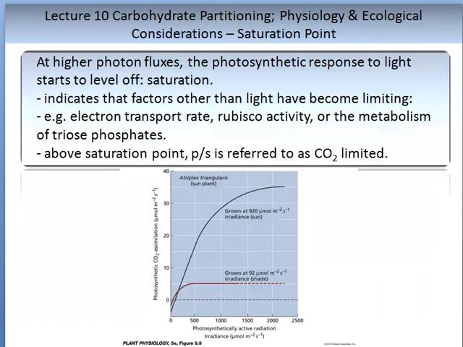In situations where higher photofluxes occur, the photosynthetic response to light starts to level off. At the point where it starts to level off, we call this the saturation point. This actually indicates that light is no longer limiting and that something else has become limiting in the photosynthetic process. Examples of other components that can become limiting are the electron transport rate, the Rubisco activity, or the metabolism of triose phosphates. Above saturation point, photosynthesis is referred to as carbon dioxide limited.